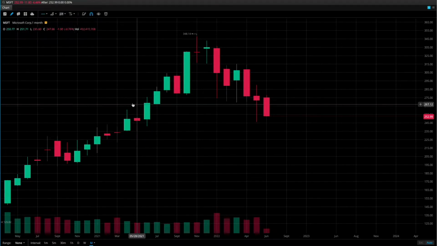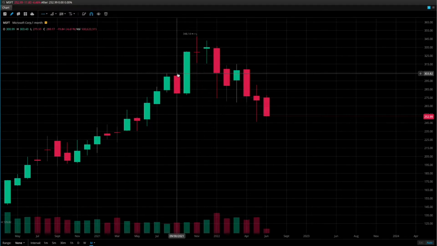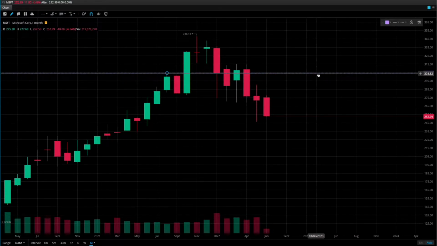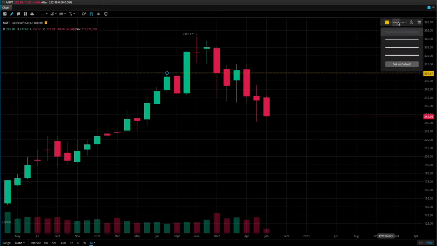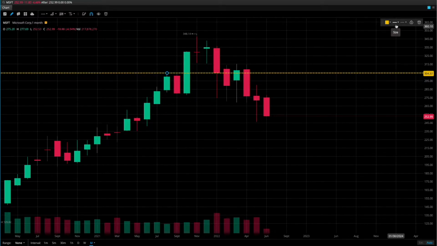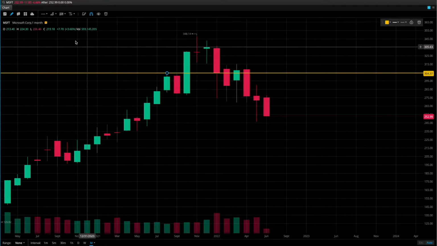So one level that I see right off the bat are these two here, right? I see that this upper wick touches it, this one almost touches it, and then this body is sitting right on it, and that would be the 304.37 level. And on the month, this is just me again, I like to make it yellow. Let's make it as default for now. Make it a little bit thicker, set as default, and also just make it a solid line. So that's one level that I see there.